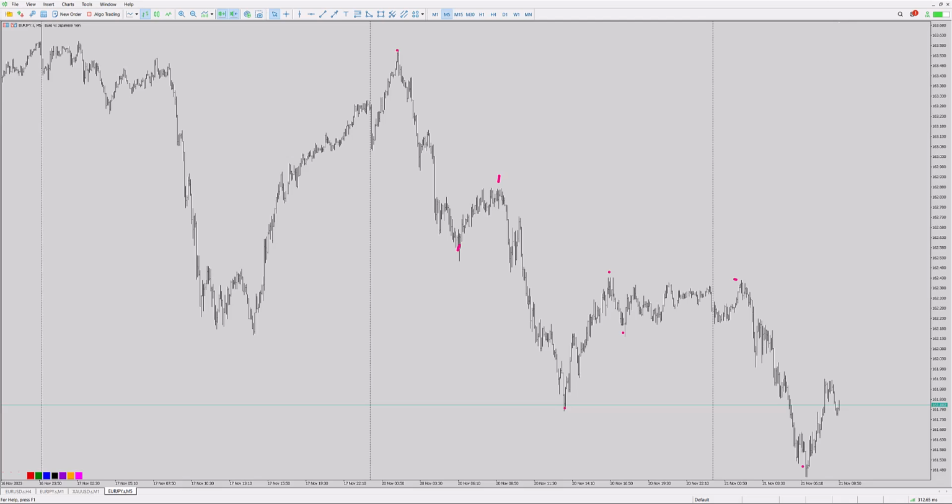Now, in an uptrend, you must look at the lows more. Those are more important. And in the downtrend, the highs are more important. So you must know that.